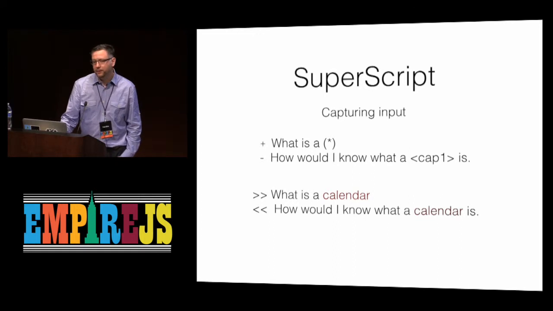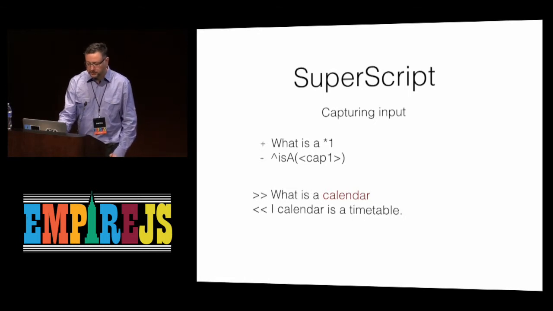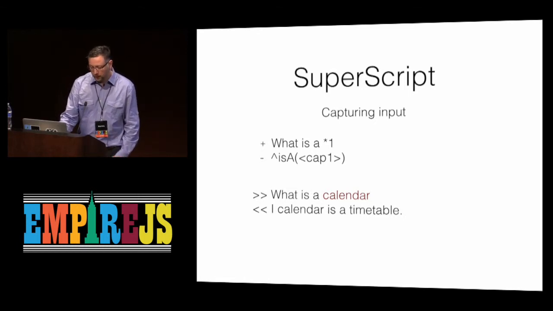But what if we did know what a calendar was? What if the system was able to figure that out? This is how that would work. In this case, I changed the wildcard token to an asterisk 1, so it's looking for just one word, and it has to have at least one. And then we return that into what we call a plugin. This is an is-a function, and it would then return a calendar as a timetable, providing that's what it would do. And that's exactly what it does do.